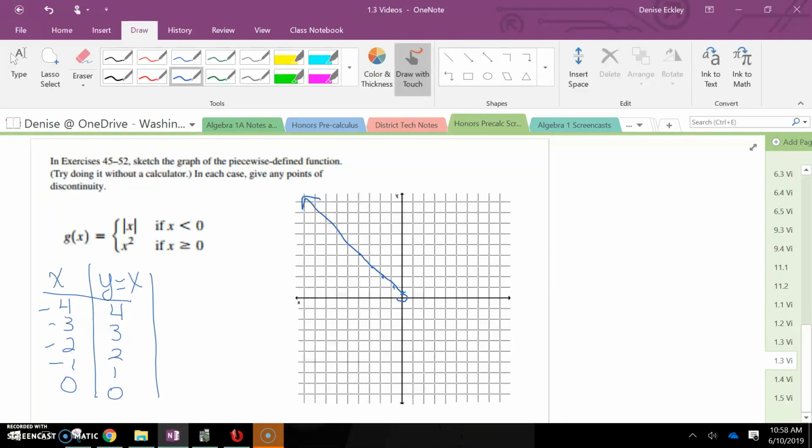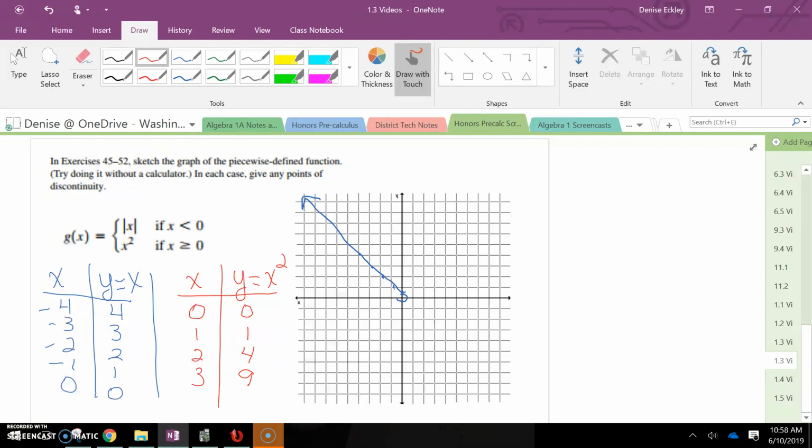Then I'm going to make a table of values for x and the other part of the function, which is y equals x squared. So I'm going to start at 0 where it is defined, and then choose positive values, 1, 2, 3. So substituting those values in the function gives me 0, 1 squared is 1, 2 squared is 4, and 3 squared is 9.